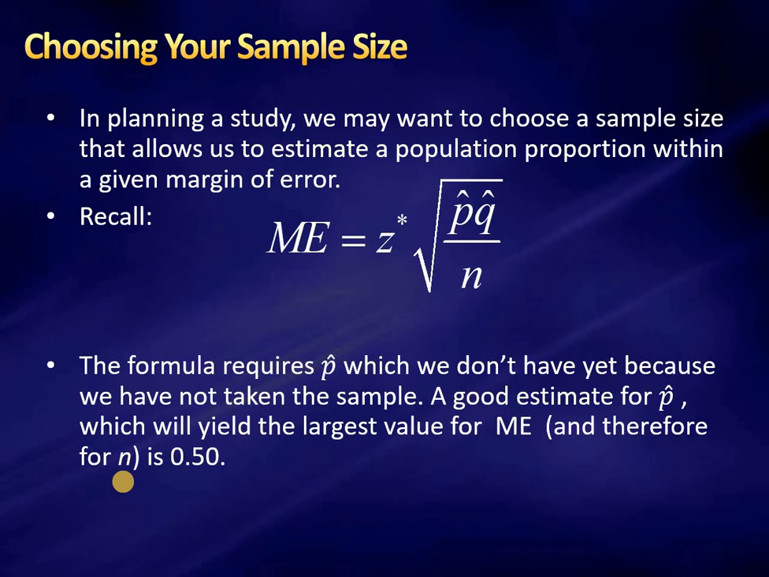Now, if I gave you a problem and I ask you what sample size did they use, then your p and q are going to be what your p and q were. Does that make sense? Okay, but if you do not have a p and q, use 0.5. And then we're going to solve the formula for n. This is probably the most difficult arithmetic, the most difficult equation solving, you are going to do all year, because I want to solve for n.